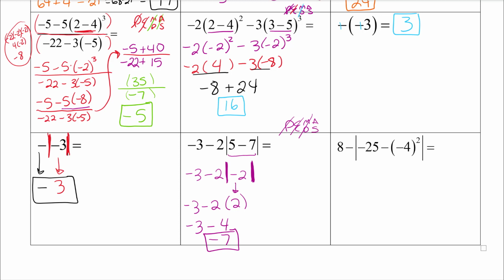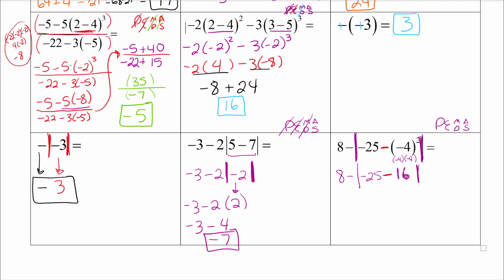On the next one, let me write out my PEMDAS again. Inside these absolute value bars, we have to work out the inside. So I have negative 25 minus negative 4 squared. Negative 4 squared means negative 4 times negative 4, which is positive 16. It says minus because there's a minus from the original problem. A negative times a negative is a positive 16. That's in the purple, but the minus still comes down. A lot of students have a hard time with that one.